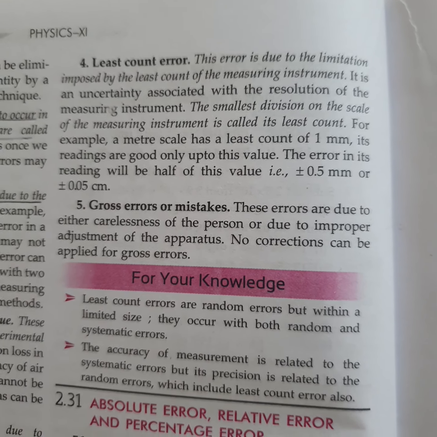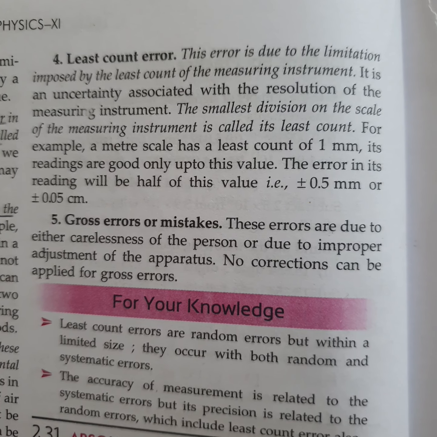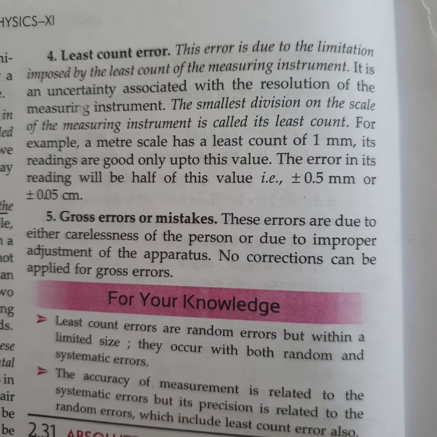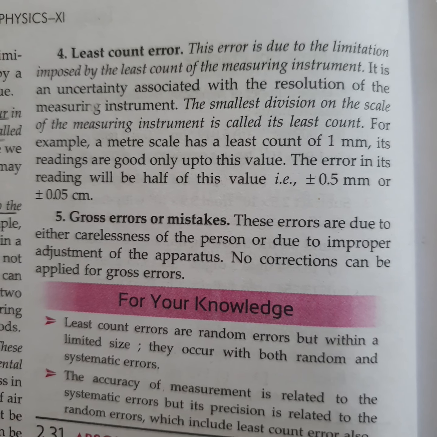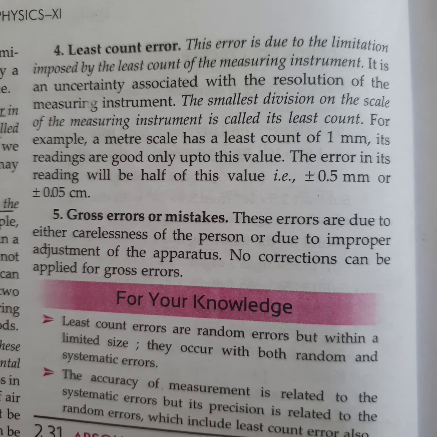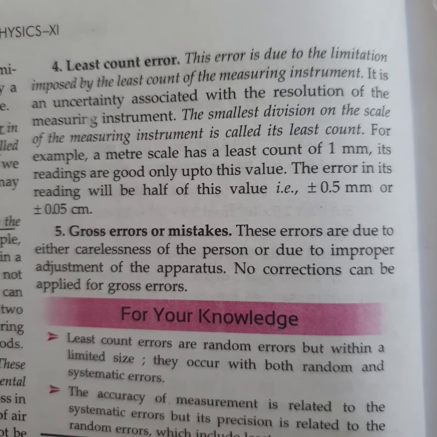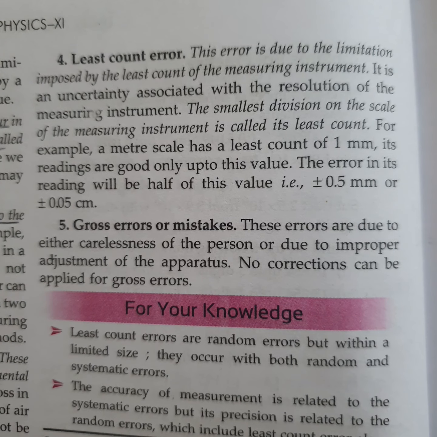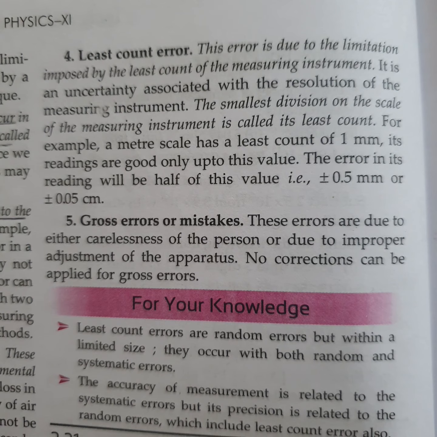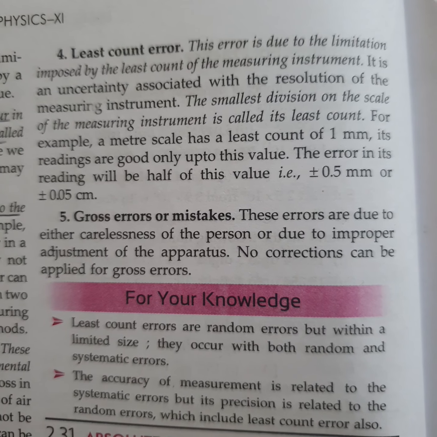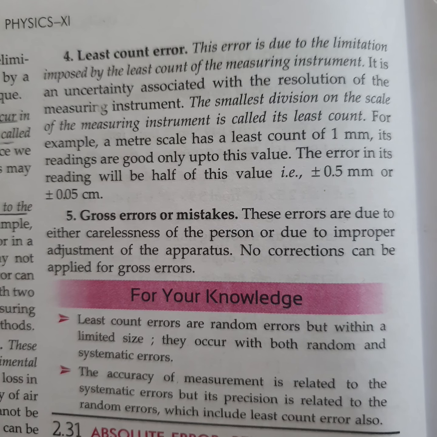Next error is least count error. This is due to the limitation imposed by the least count. Students, the least count is the smallest division on the scale of the measuring instrument. Like the normal scale you use, its least count is 1 mm. Next is the gross error. Gross error is due to the carelessness of the person or due to the improper adjustment of the apparatus.